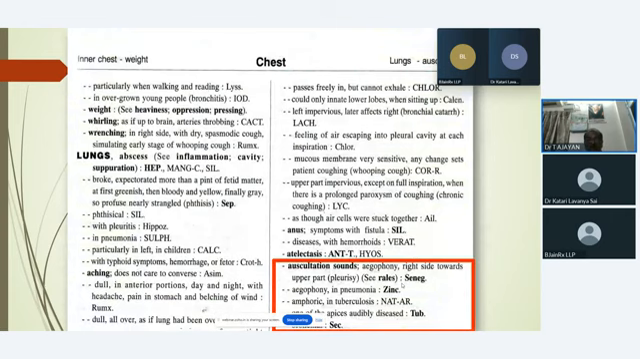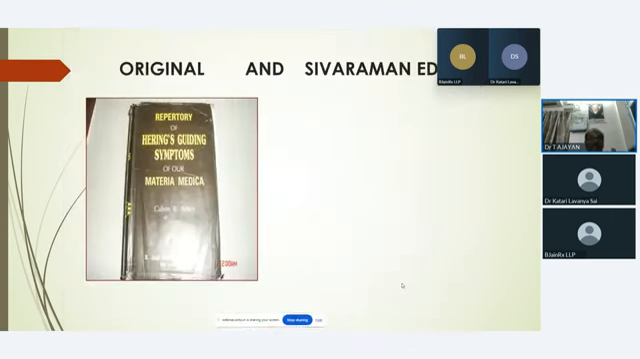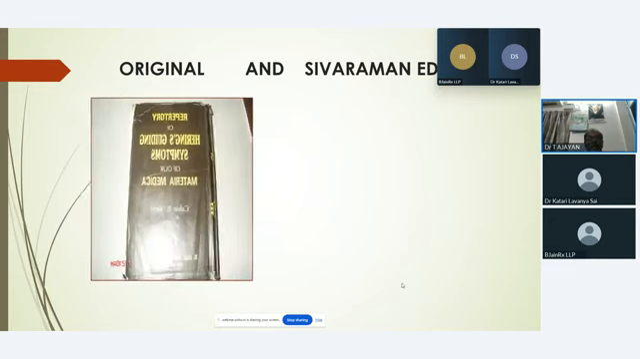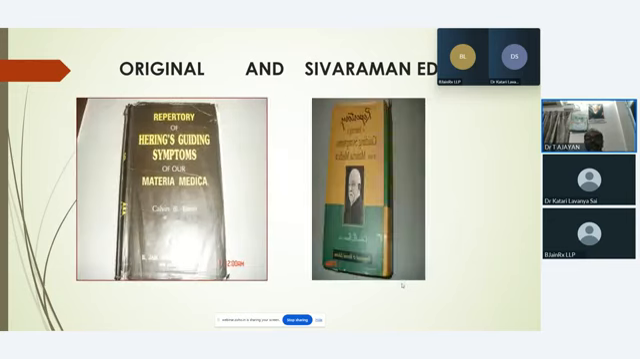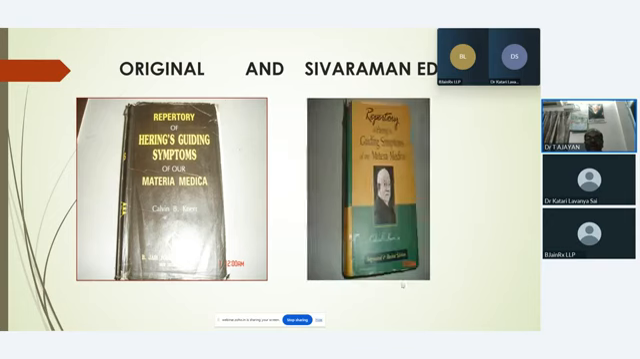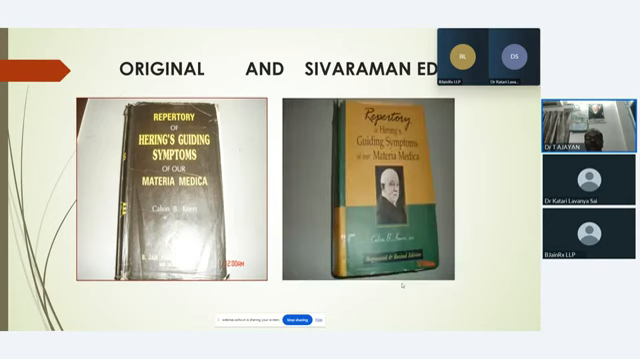Look here, this is the original book of Calvin B. Knerr. This one is the revised edition by Shivaramakrishnan. The original is by Calvin B. Knerr, Repertory of the Herring's Guiding Symptoms of our Materia Medica. The first one is the original textbook. The second one is the revised edition.